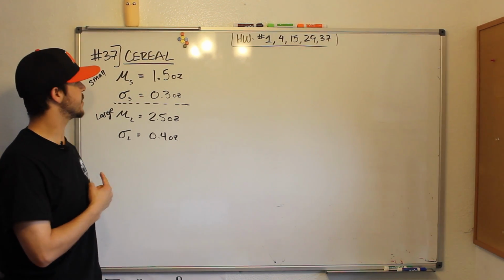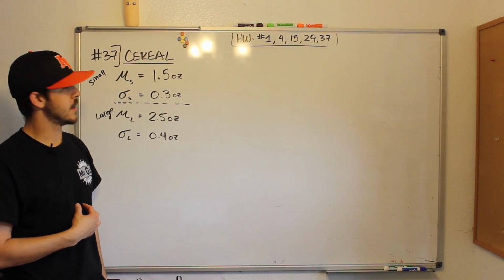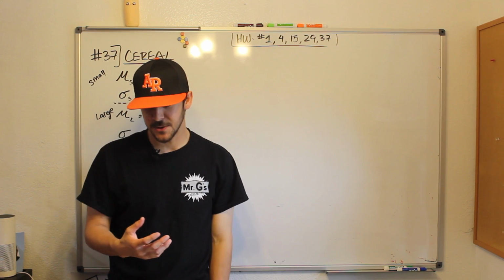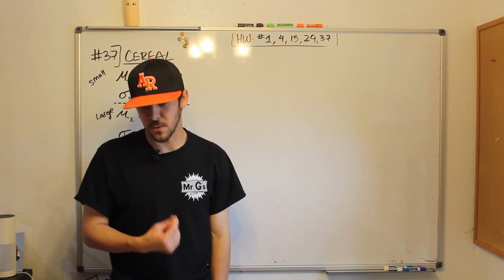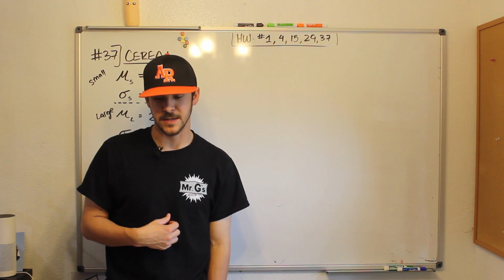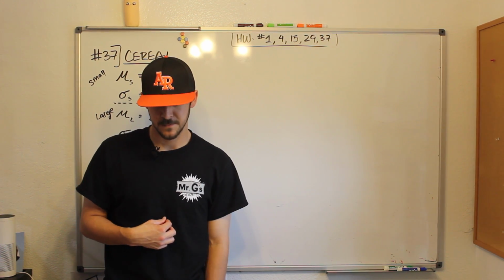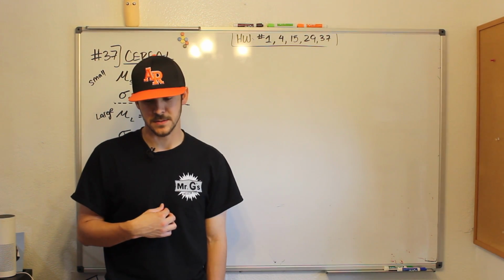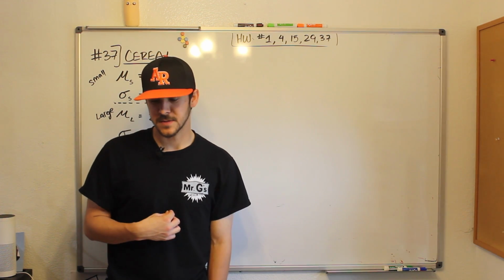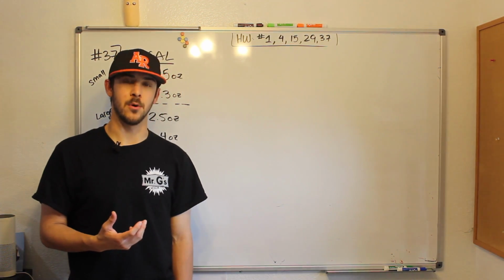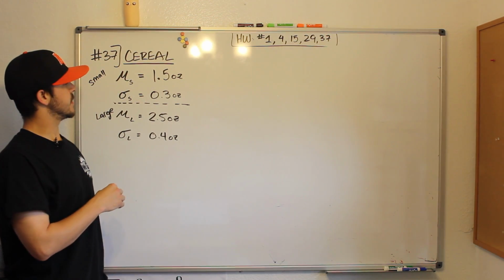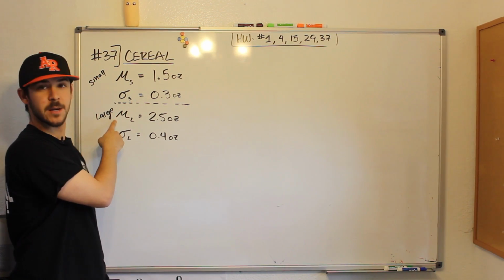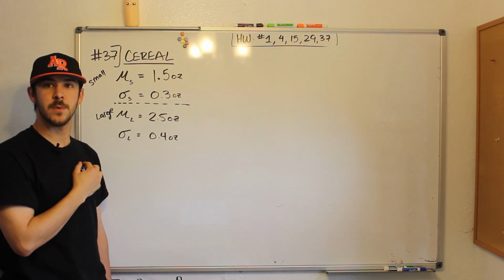Number 37 is going to be a little bit of a long one, so we're going to need to use the whole whiteboard. I went ahead and wrote down some of the given information, and I'll read that for you now. The amount of cereal that can be poured into a small bowl varies with a mean of 1.5 ounces and a standard deviation of 0.3 ounce. A large bowl holds a mean of 2.5 ounces with a standard deviation of 0.4 ounces. You open a new box of cereal and pour 1 large and 1 small bowl. I went ahead and I wrote down the given information: the expected number of cereal for a small bowl, the expected number for a large bowl, the standard deviation of the both.